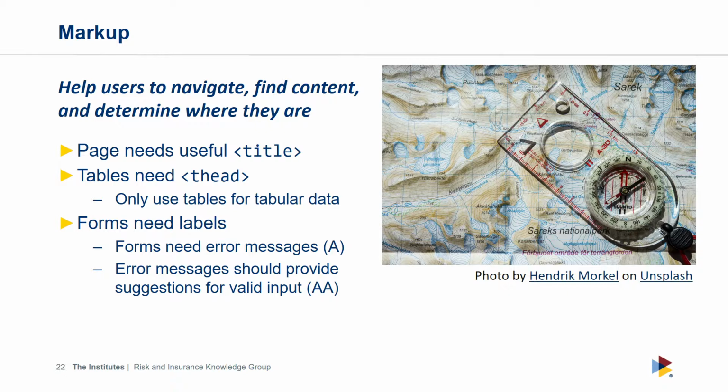Forms. The biggest thing that you're going to hit when you're doing a check is that your form doesn't have a label, especially your search form. So that's the thing that it will always kick as your error in your audit when you're auditing for that. So just like I was saying before, forms need error messages. That's single A compliance. Error messages should provide suggestions for valid input. That's double A compliance. So that gives you a sense of how much more you have to do. It's that same sort of paradigm.